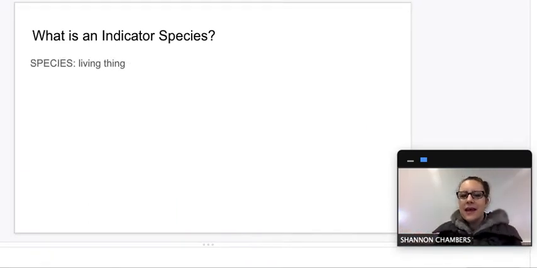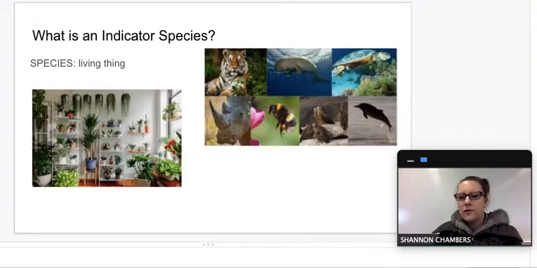Well, in the case of an indicator species, a species is a living thing. When you think about living things, most people think about animals. You can also think about plants.